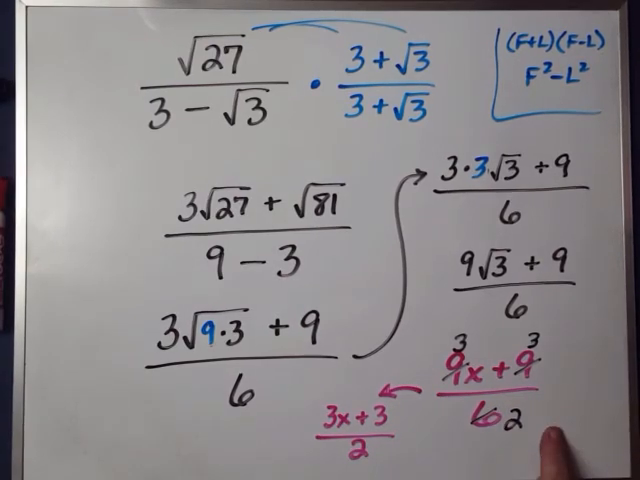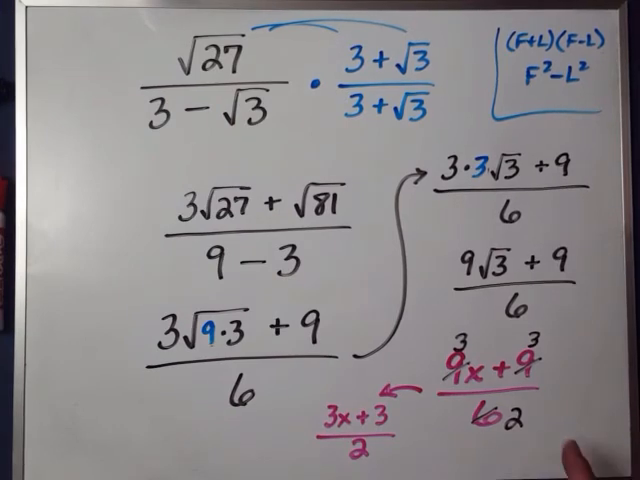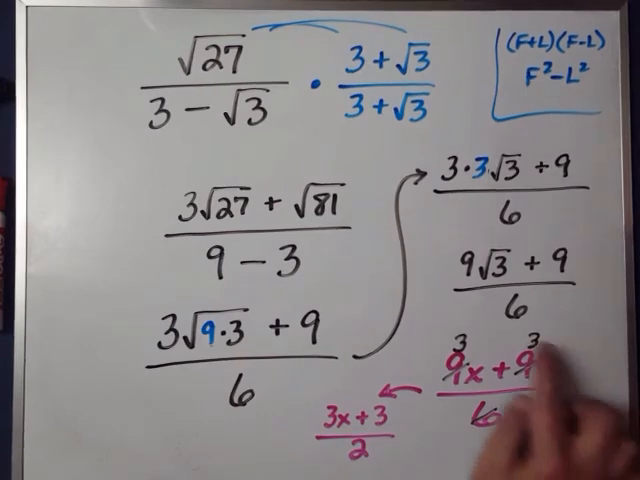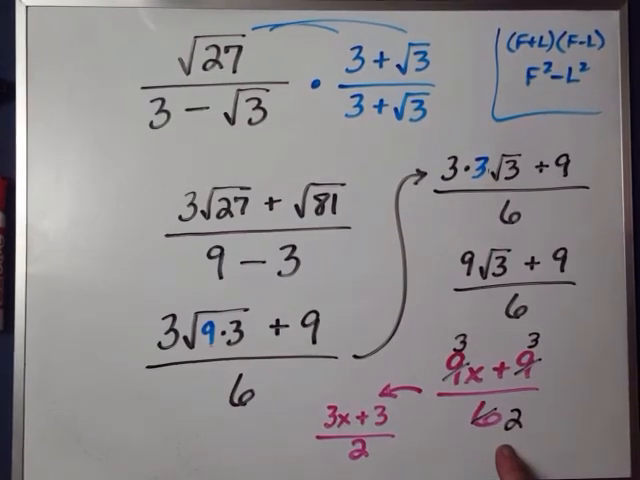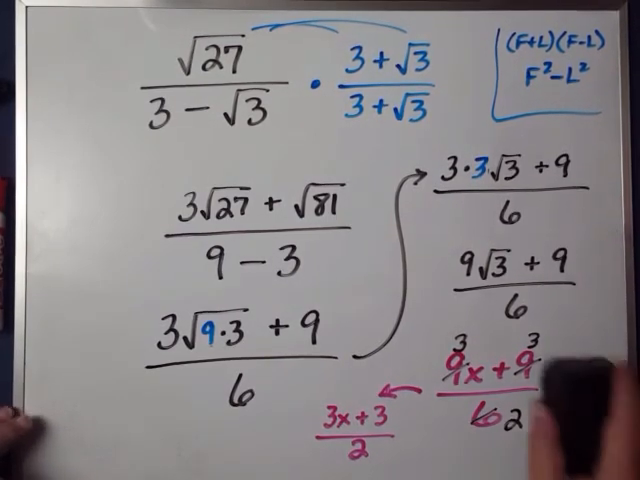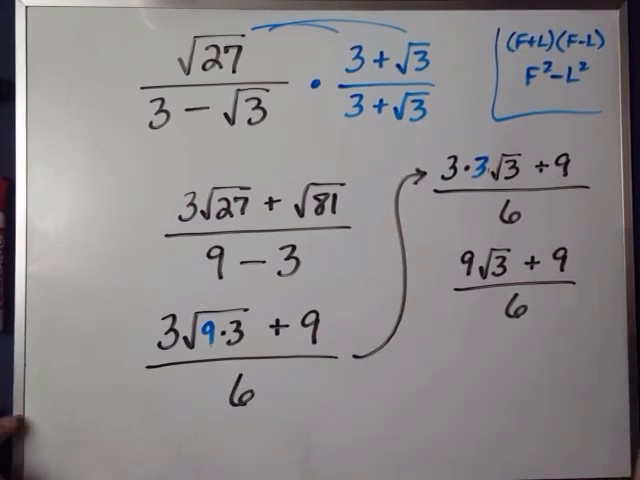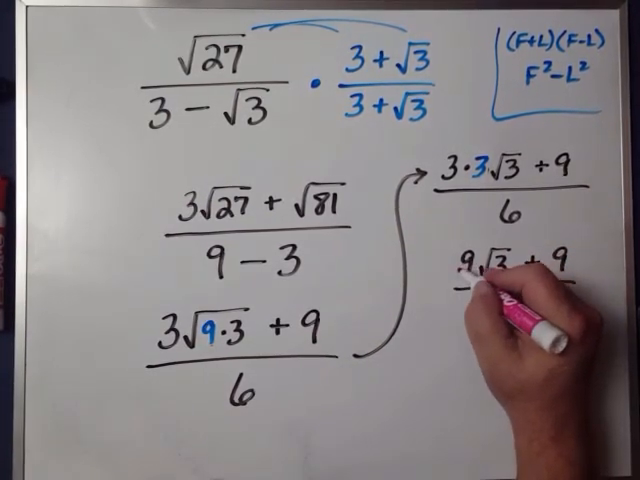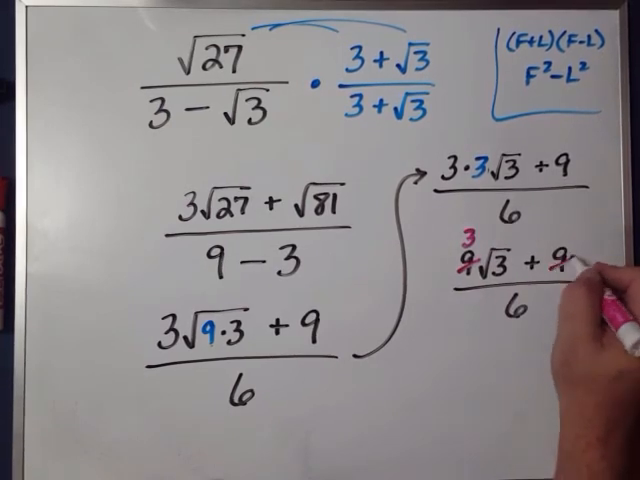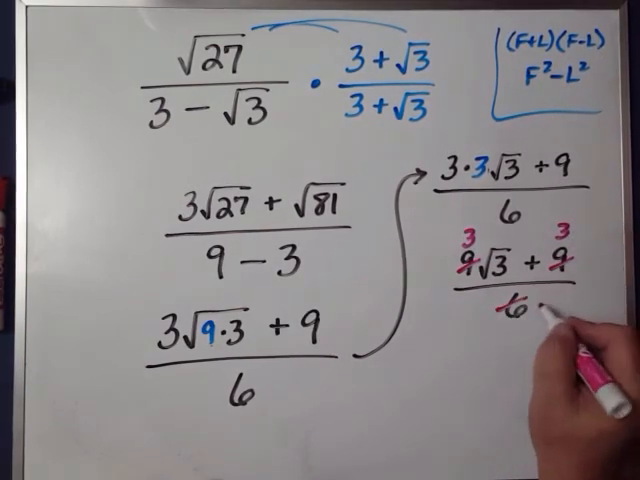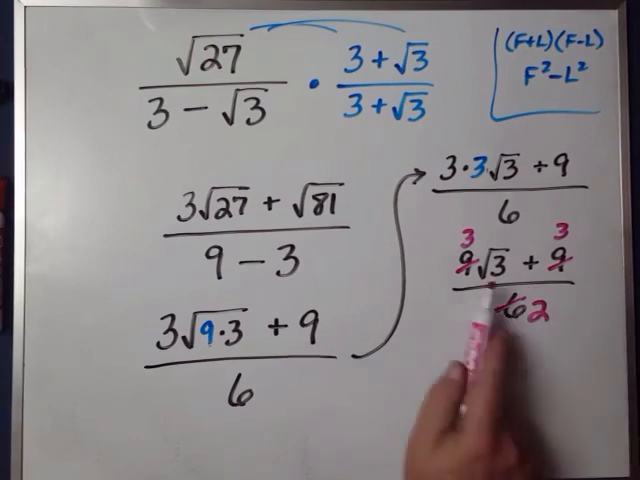When you're reducing a fraction, you divide the top and bottom by whatever common factor you need to. What you're really doing is dividing all of the terms by that common factor. Let's do that here. 3 goes into 9 3 times. 3 goes into 9 3 times. 3 goes into 6 twice.